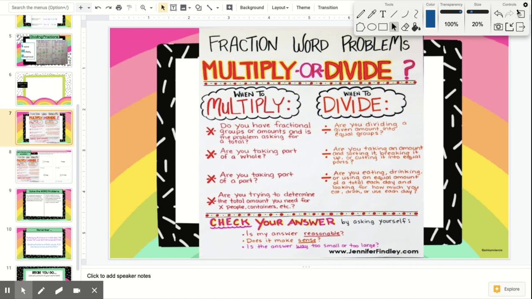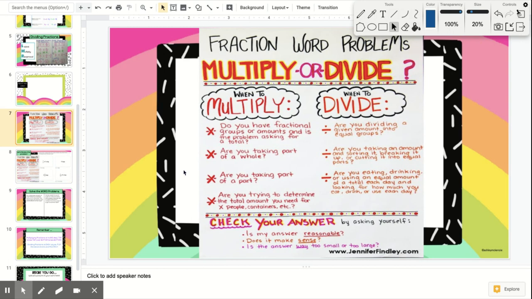All right, welcome back to part 2 of the lesson, which is focusing on word problems. Word problems are always a little tricky, especially when you're multiplying and dividing with fractions. I have provided this little anchor chart for you to have when you're working through the problems on your own, and you can even use this when you're doing the exit ticket.